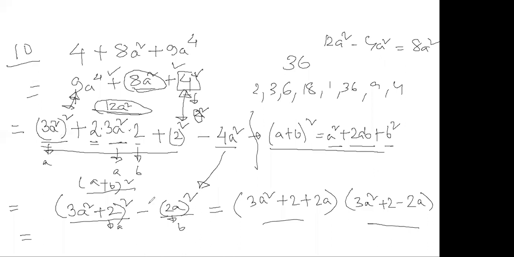Now we know the formula a square minus b square equal to a plus b into a minus b. So this we can consider as a, this we can consider as b. So what does the formula say? A plus b: 3a square plus 2, that is a, plus b. B is what? 2a. Similarly, a minus b: 3a square plus 2 is a, minus b, b is 2a. So a plus b into a minus b. Finally, this is my answer.